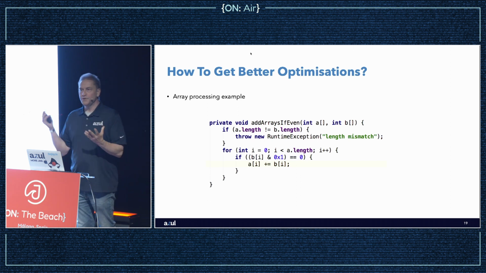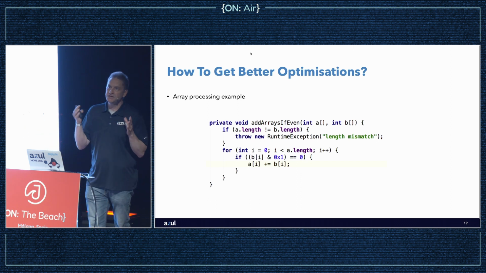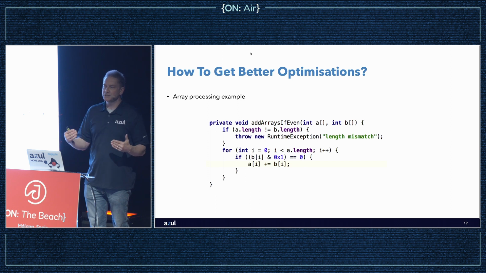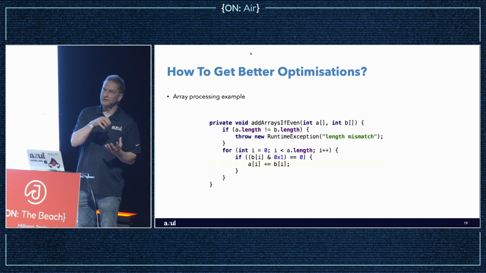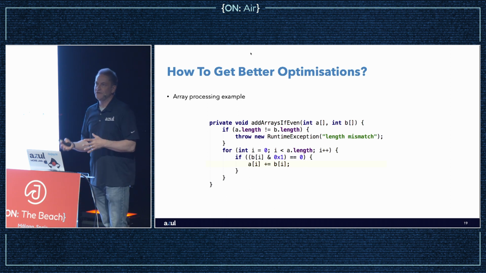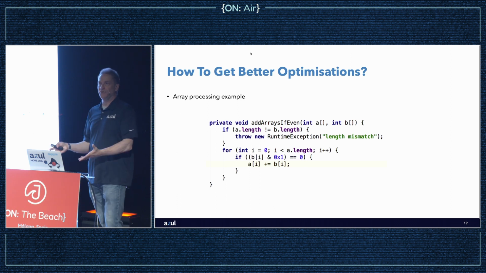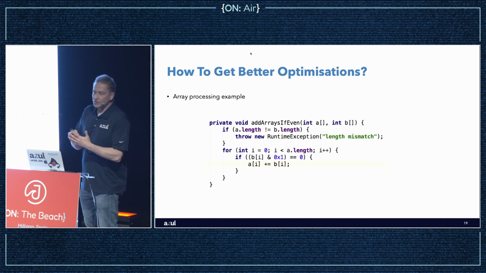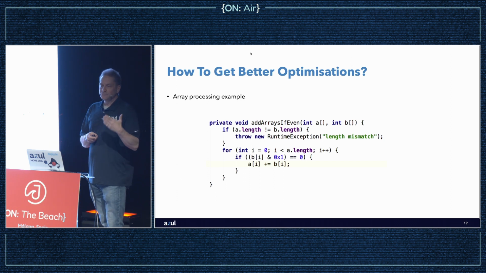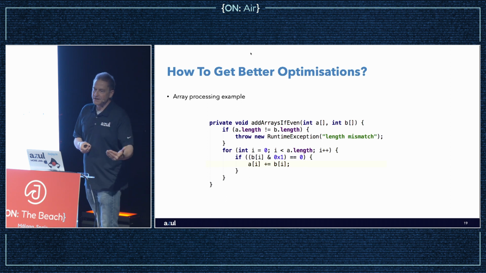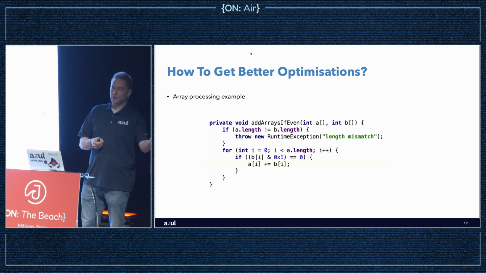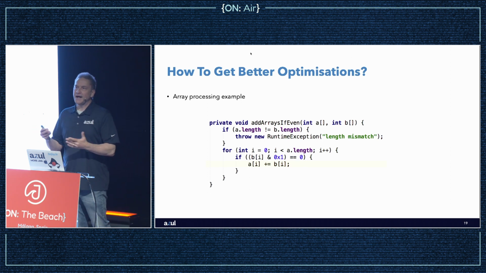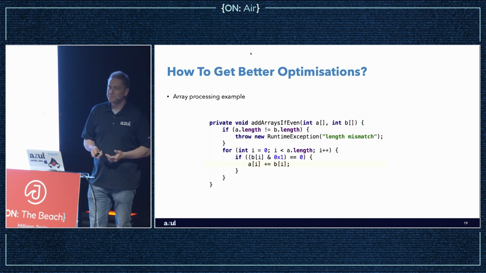Here's a simple piece of code. What we're doing here is taking two arrays of integers and we want to process them in such a way that we're going to add the value of the second array to the value of the first array, but only if the first array's value is even. If we look at that code, it's quite simple. We've got a for loop, we've got an if statement checking for an even value in the first array, and then we add the second element to the first element.